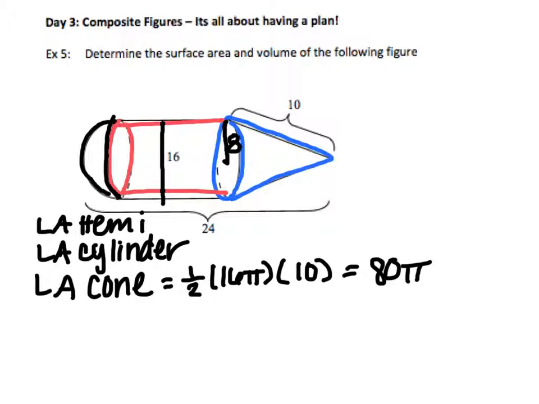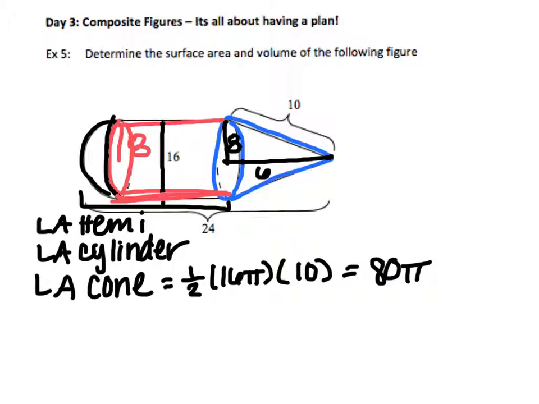Okay, so now let's talk about the cylinder. Again, the cylinder's radius is going to be 8. The height, that's what I have to figure out now. So the whole height of this figure is 24. If I go back to the cone, I can figure out the height of the cone using the Pythagorean theorem. So that's going to be 6. So from the hemisphere to the top of the cone is going to be 24 minus 6, or it's going to be 18.